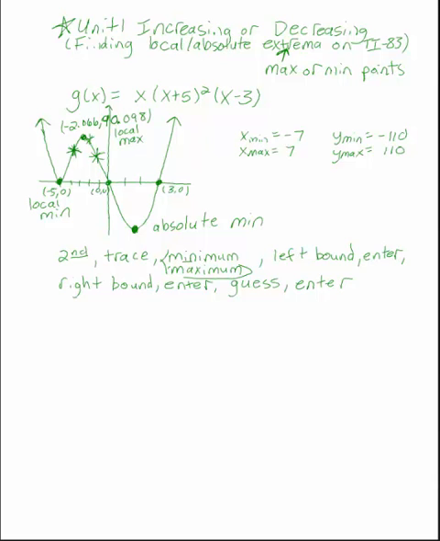Now we're going to follow the same procedure, but we're going to choose second trace, minimum, left bound, right bound, guess. We should get that the absolute min is at 1.816, comma negative 99.891.